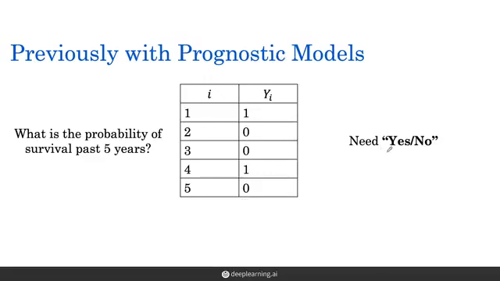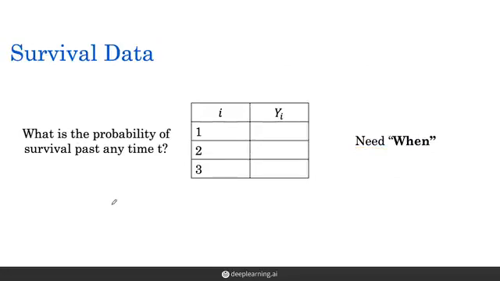And notice the key thing here was that the answers we needed, the outcome we needed, were basically yes or no. They were ones or zeros that specified whether there was an event that happened in 5 years. But now, when we're dealing with survival data, we want to answer a different question. We want to answer the question, what is the probability of survival not just past 5 years, but past any time t? And to be able to do that, we're going to need when information. Let's look at how we can acquire that when information for patients with an example.